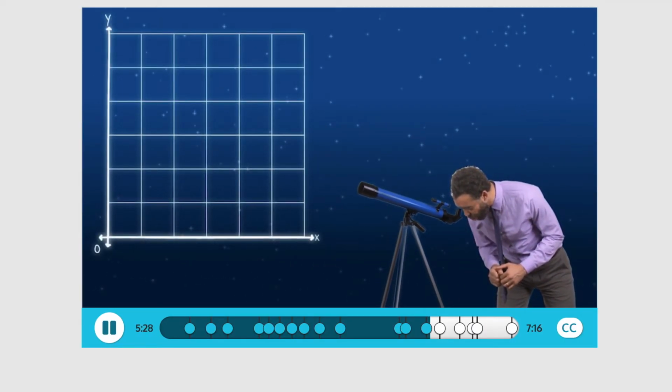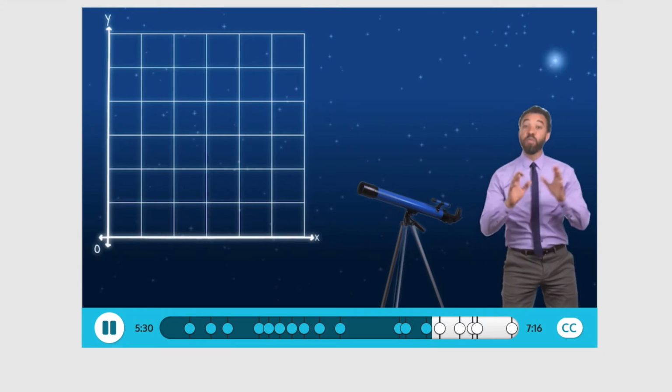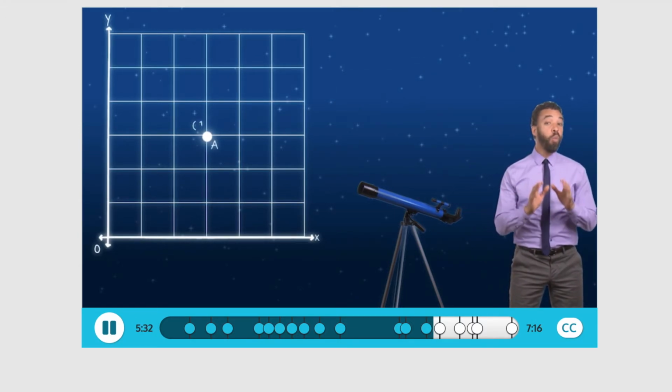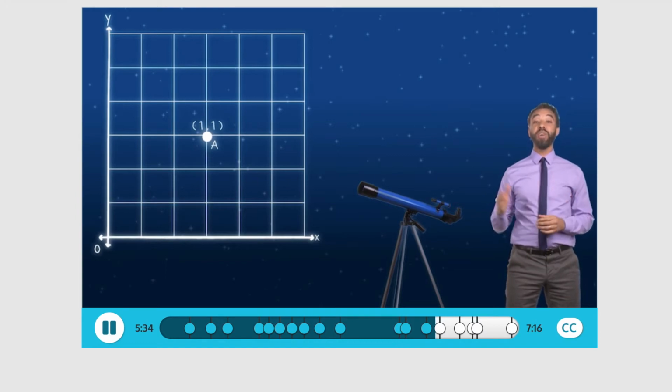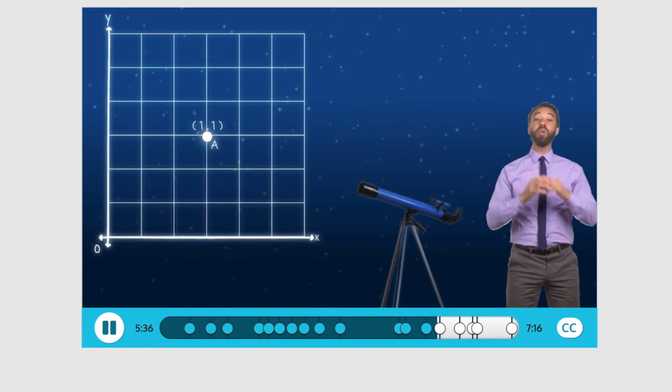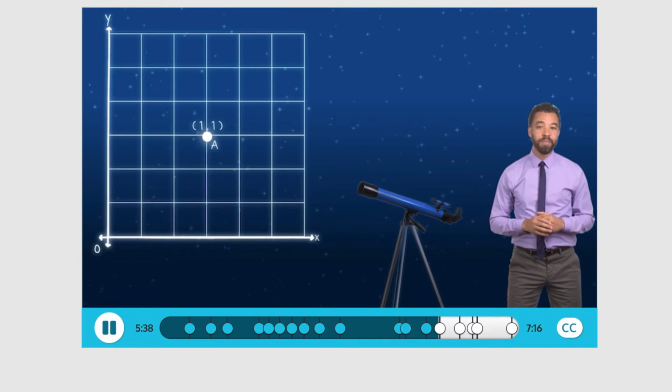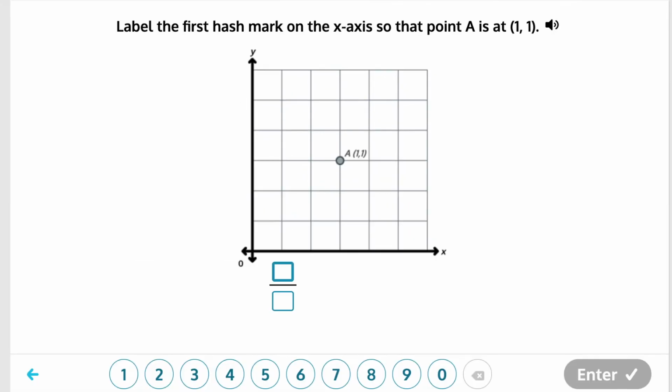Wow, look at this coordinate plane. If point A is located at 1, 1, what is the value of this hash mark? Label this hash mark on the coordinate plane. So let's think about this. So he's saying that this point is 1, 1. So that means right here must be the one whole tick mark.